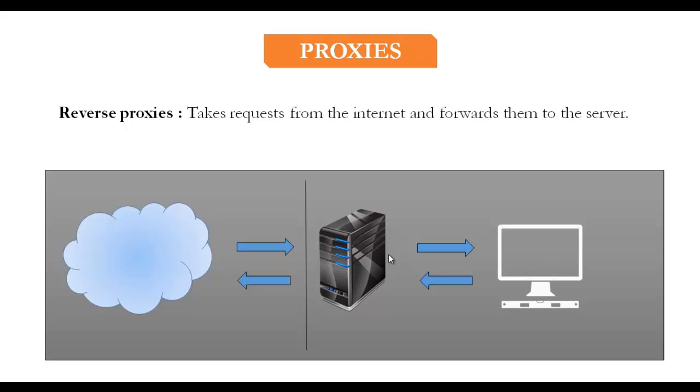If you observe the figure, the reverse proxy takes requests from the internet and forwards them to the server. It is placed in front of the web server, so all the connections coming from the internet to the server are routed through this proxy server. So it can be used for load balancing, and even as a caching server.